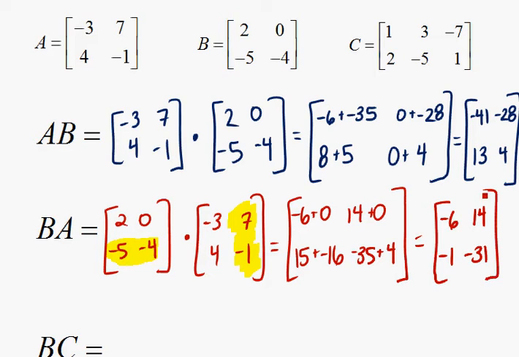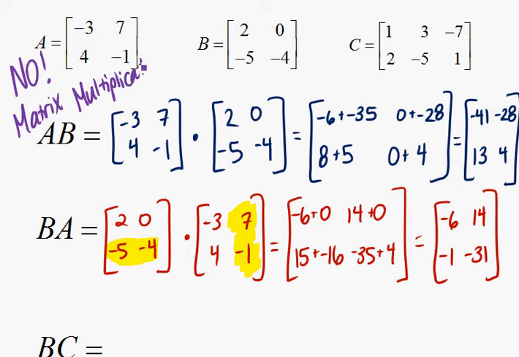If we compare our two results, we see that not only are they not exactly the same, but actually not even one entry in either of those matrices turns out to be the same. So the answer to our question is definitely no. Matrix multiplication is not commutative. This might be surprising to you because regular multiplication is commutative, and we saw in an earlier video that matrix addition was commutative, but this is a really important property of matrices.